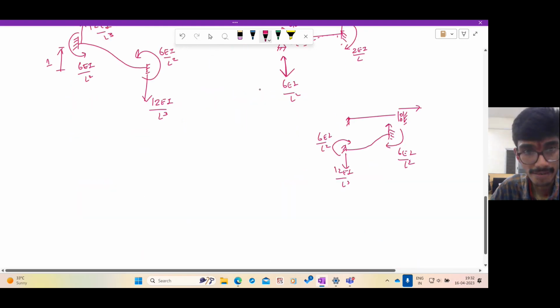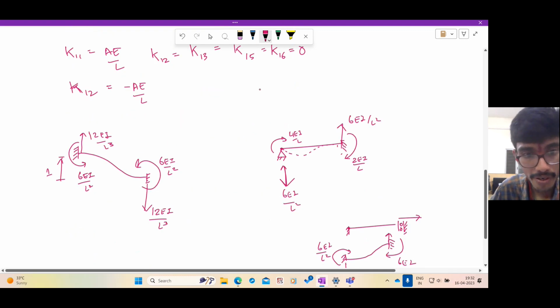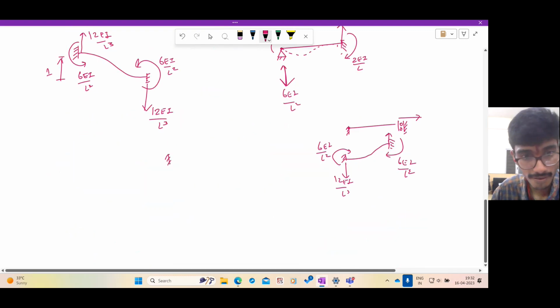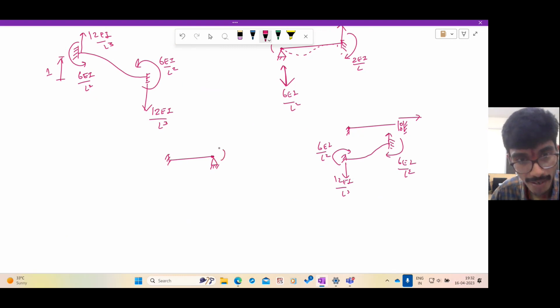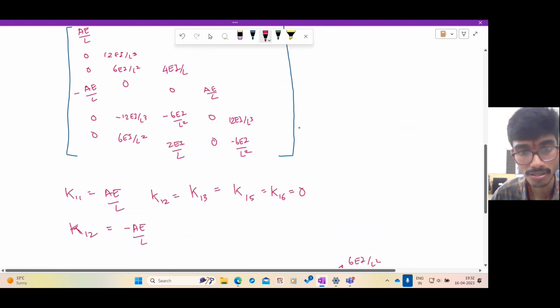What is the last case? The last case is this. You fix it from translating. You just apply a rotation of 1 unit. And how much moment do you need to apply for a unit rotation? It is 4EI/L from the slope deflection equations. So the last value is just 4EI/L.